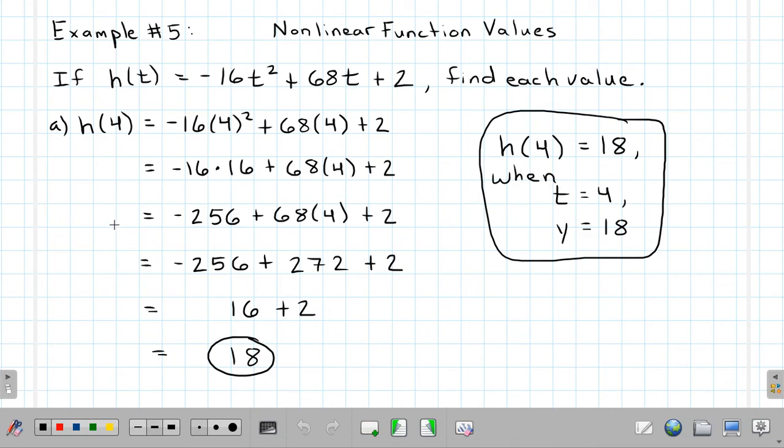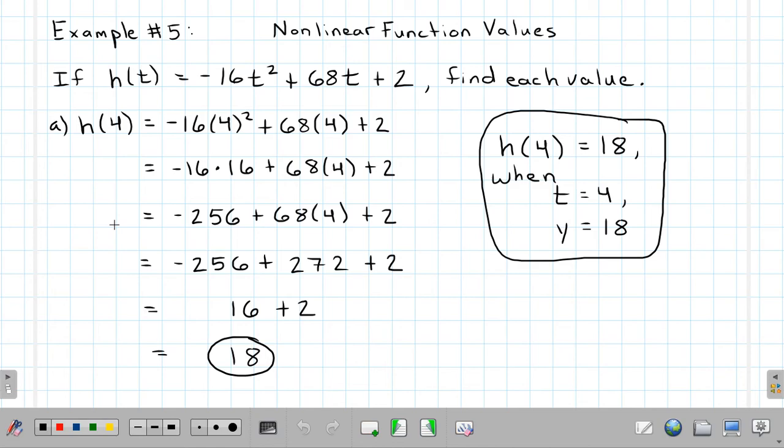Example 5, same kind of thing here, except they talk about nonlinear functions, which is something we'll talk about later on in the year, okay? So later on when we talk about graphing equations and graphing functions, when it says nonlinear, that means when you graph it, you just don't get a line, okay? You get actually like a curve or something, okay?